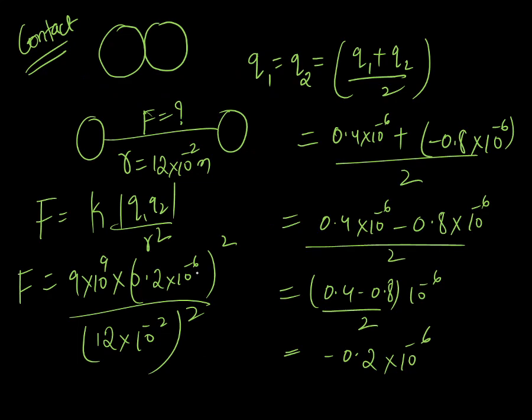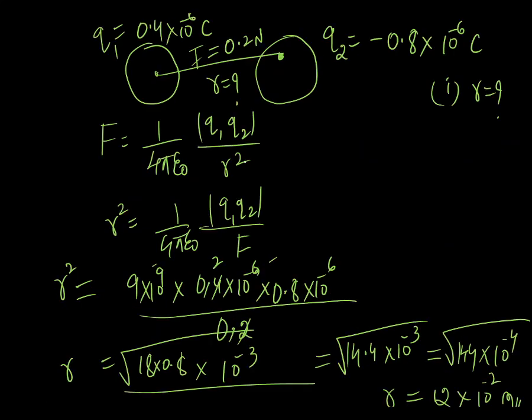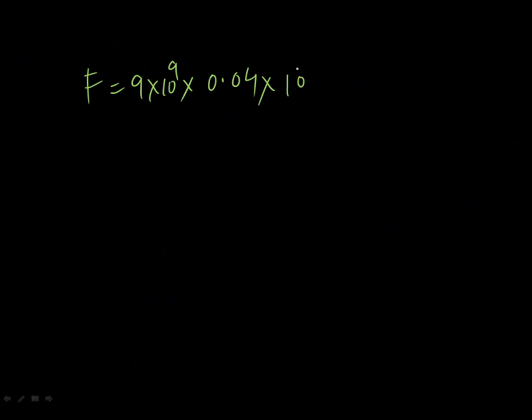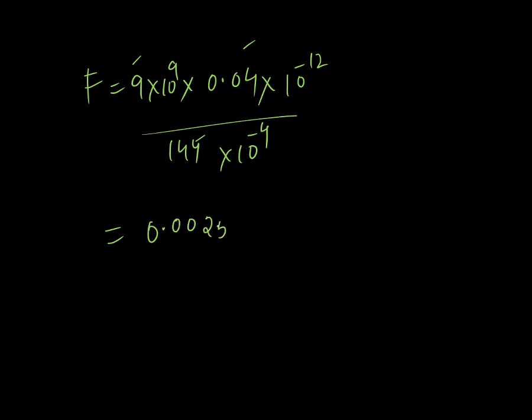So first term 9 into 10 power 9 as it is, then 0.2 whole square. So 2 square is 4, then put a point after 2 digits. A power m whole power n is a power m into n, so I'm using the law of indices here. Minus 6 square will be minus 12, divided by 12 square which is 144. Then minus 2 square, again using the law of indices, will be 10 power minus 4. So let us solve all the numbers first. If I multiply 9 with 0.04, I will get 0.36. If I divide that by 144, all I'm going to get is 0.0025.